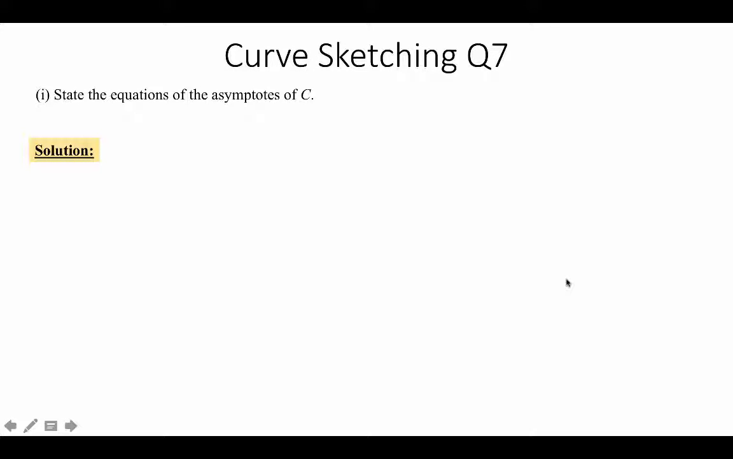This video looks at the solution to question 7 and question 9 of the curve sketching tutorial. For question 7, the first part, we have to state the equation of the asymptotes for the curve with equation y equals x minus 1 over x times x plus 1.